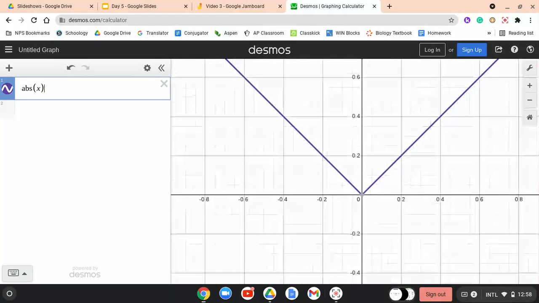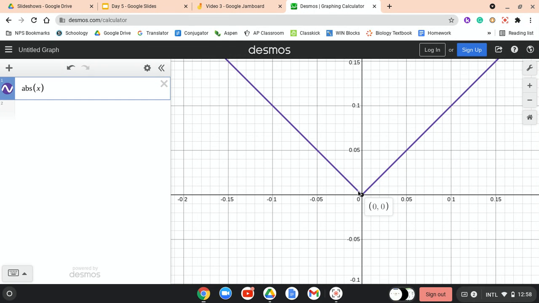And if we evaluate a point really close to x equals 0 from the left and calculate the slope, we're going to get -1. If we evaluate a point really close to x equals 0 on the right and calculate the slope, we're going to get +1.